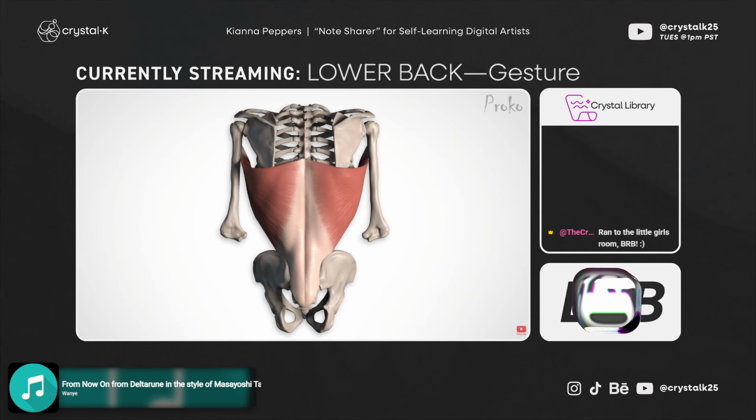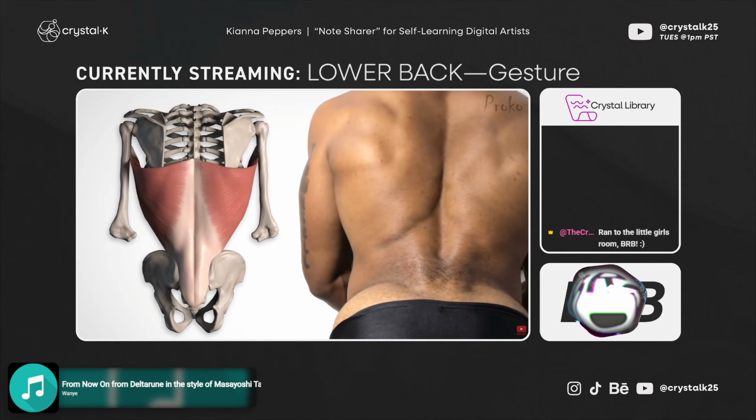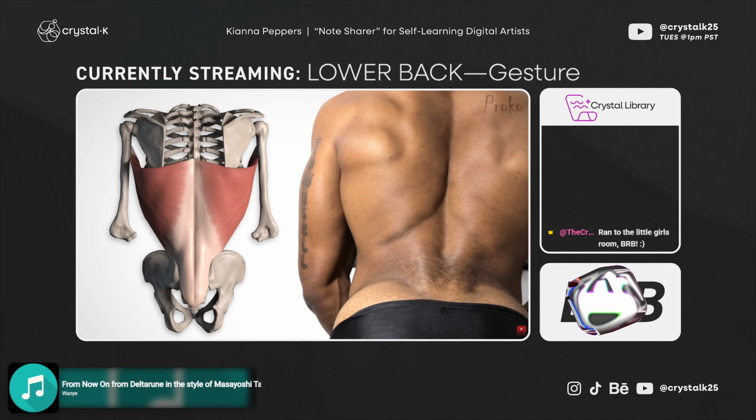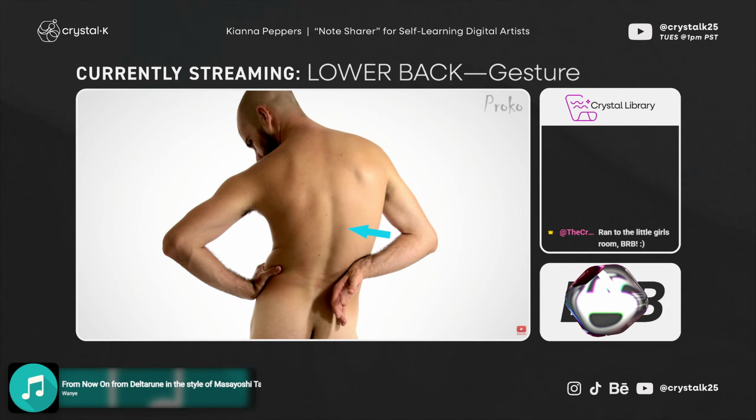Now, all of these origins are of the lat's aponeurosis, or tendon. The actual muscle fibers start farther away from the spine. On a very lean or muscular type, you'll see the connection of the muscle to the tendon along this curve. On an average person, the lat is pretty thin in the back, so the transition is smooth.